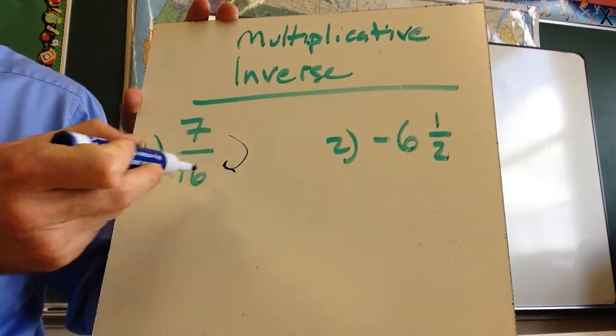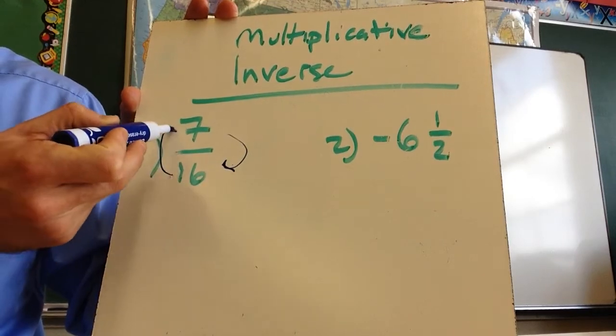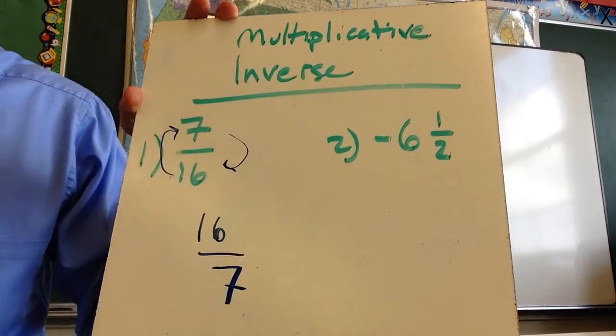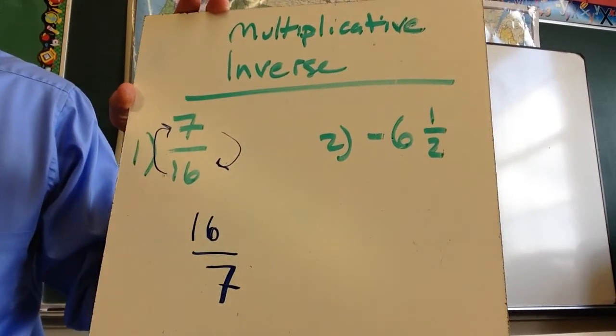So what I'm going to do is take the numerator and make it the denominator, and the denominator becomes the numerator, and so this is the same as 16 over 7. Essentially, just flip that fraction.